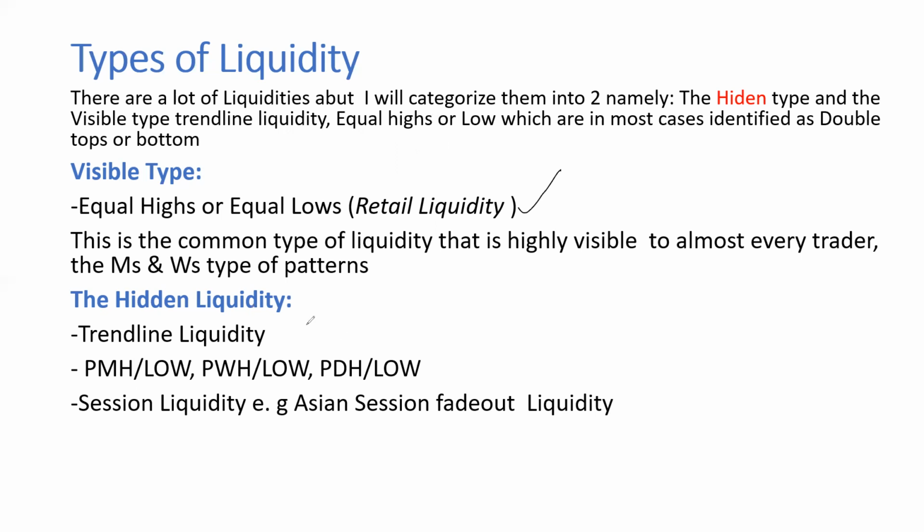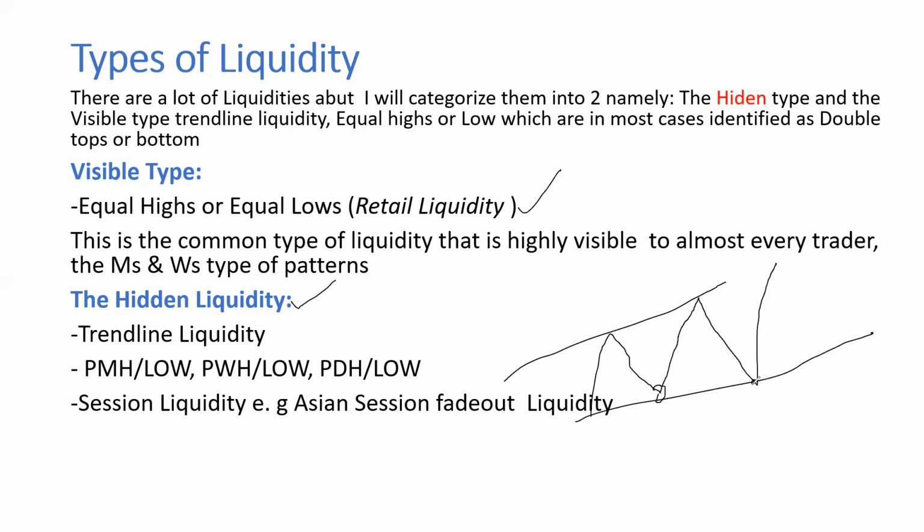And we're going to also look at the hidden type of liquidity. Okay, the retail traders will look at this when the market is moving like this, for example, in a trend line formation. Obviously, as the market is bouncing off those trend lines, they expect to be buying at those points.